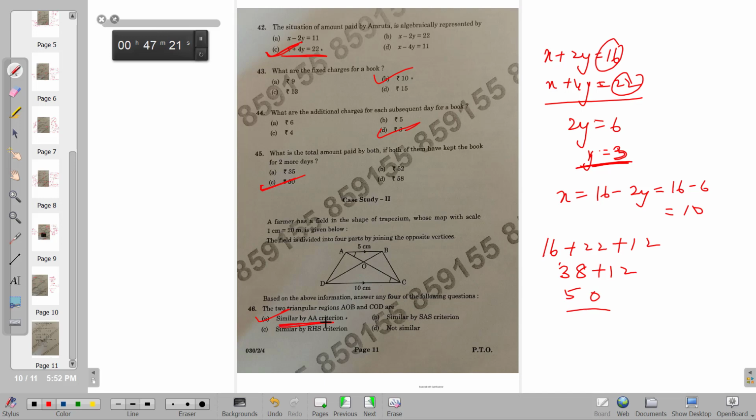So the 46th answer must be A over here, because, since it's a trapezium, you have the alternating angles equal, vertically opposite angles equal. RHS is not a criterion. SAS, we don't have sides in proportion, which is given in the question. Okay, fine. Next one.